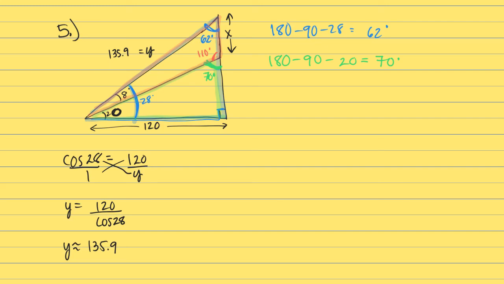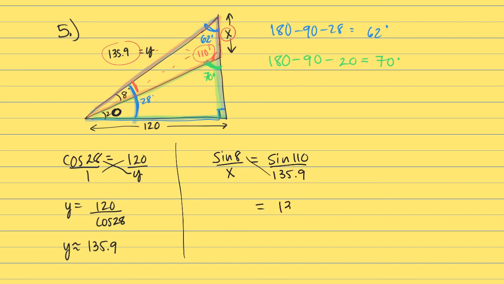Okay, so we have this angle and its opposite side, and then I have this angle and its opposite side. So I can set up law of sines. So I would take sine of 8 over its opposite side of x, and then sine of 110 over its opposite side, 135.9. Okay, and then we set cross products equal.